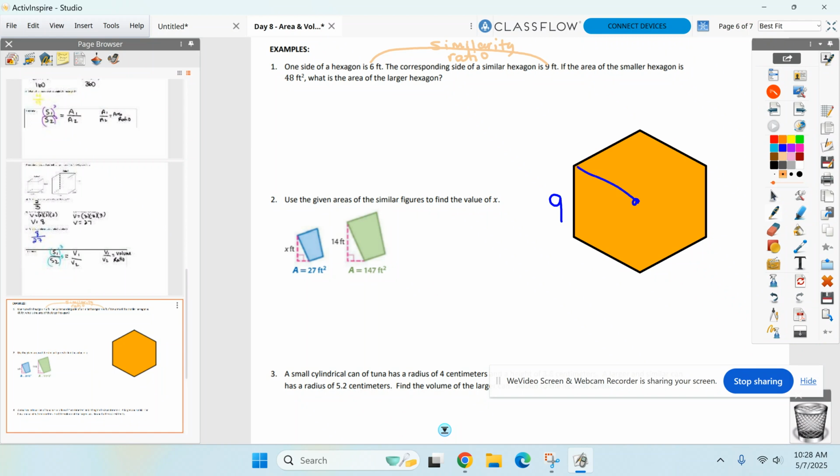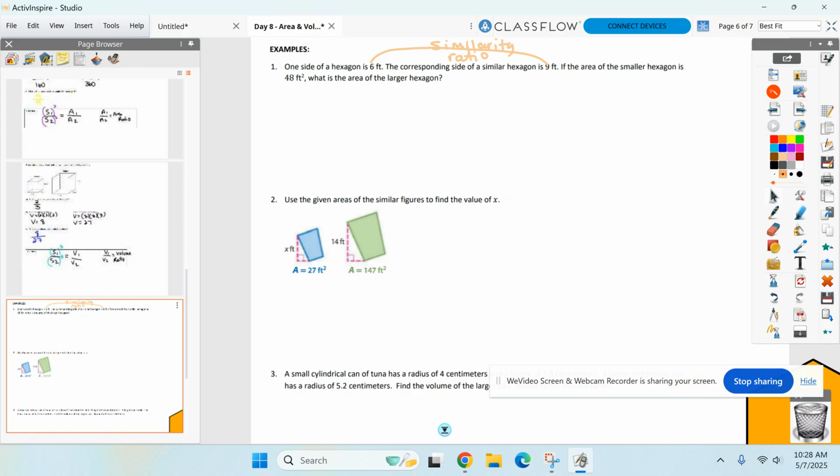No, because they didn't tell you this hexagon was regular, so not all those triangles are congruent. Everyone see, I can't do 1/2 base times height times 6 anymore. All these triangles will be different because it's not a regular hexagon. But can anybody tell me what ratio my areas will at least be in? I know the similarity ratio is 6 over 9.